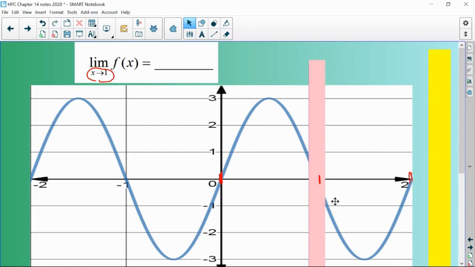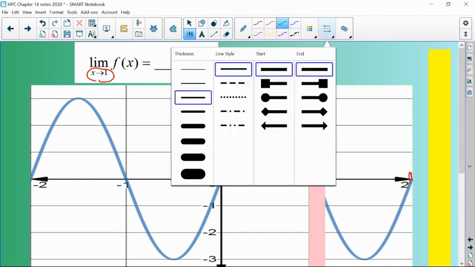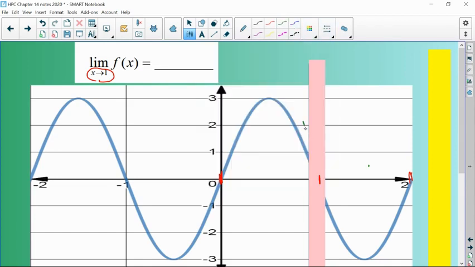What's happening with the y values? Are they approaching the same y value from both sides of this rectangle? And it looks like they are. It looks like they both are. And one thing you can't see, I'm using my finger here, but what I'm trying to do is show the behaviors approach that way and approach that way. Are they meeting together? Okay, so let's see.